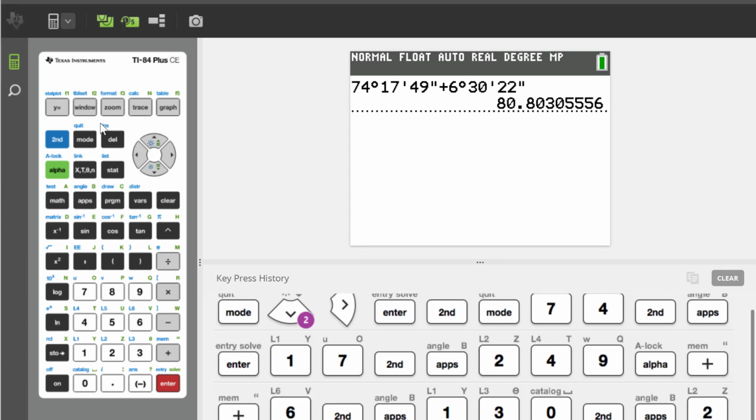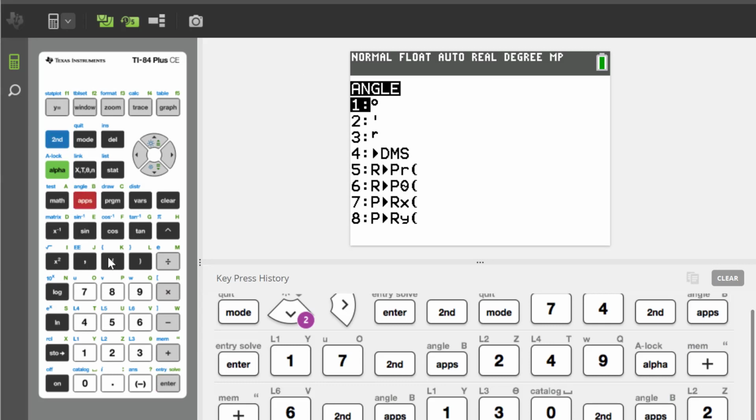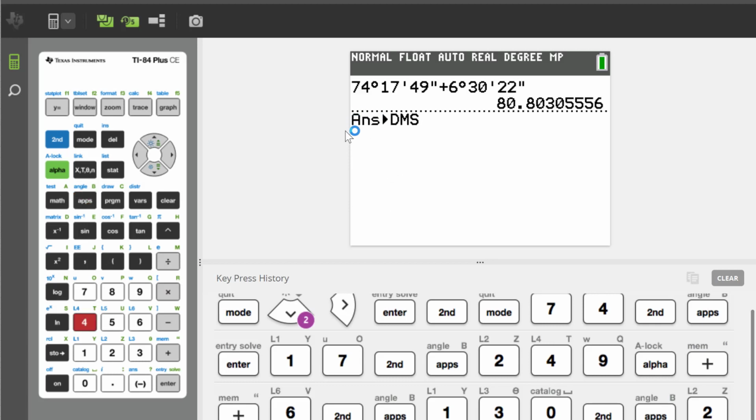Well, the calculator can take care of that for us too. Just immediately go back to that angle menu and choose choice 4, change to DMS. Notice the calculator understands that to mean you want to take your last answer and change it to degrees, minutes, seconds. Hit enter and we've got it. 80 degrees, 48 minutes, 11 seconds.